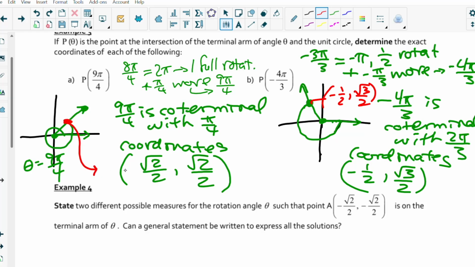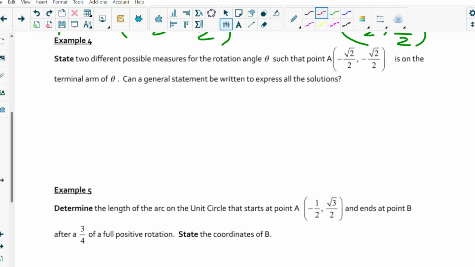Okay, let me write those coordinates, and this coordinate should be this guy right here. Okay, Example 4: state two different possible measures for the rotation angle such that point A, negative square root of 2 over 2, and negative square root of 2 over 2, is on the terminal arm of theta. Can a general statement be written to express all solutions?